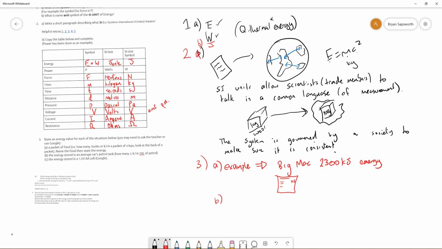The energy stored in the average car's petrol tank. Okay, so you guys might have a variation of the energy for the fuel, but let's say we have a common one might be 34.2 megajoules for every litre. Okay, so if you want a 50 litre tank, you just got to do that 50 times 34.2 megajoules. Okay.